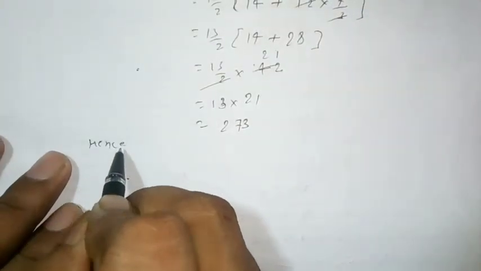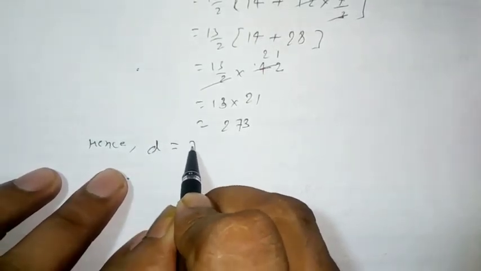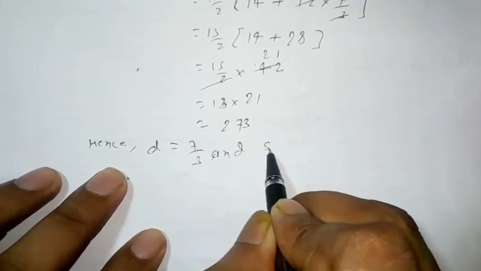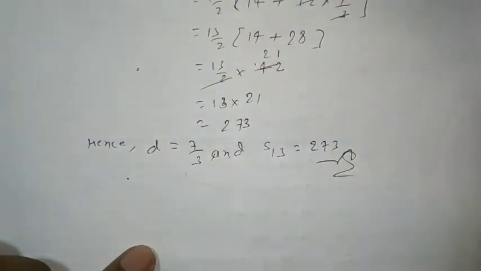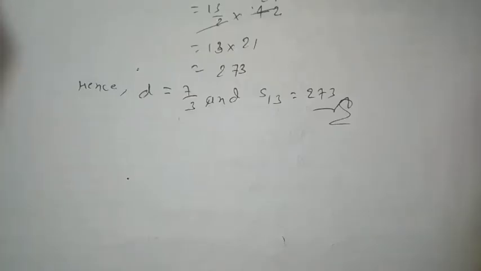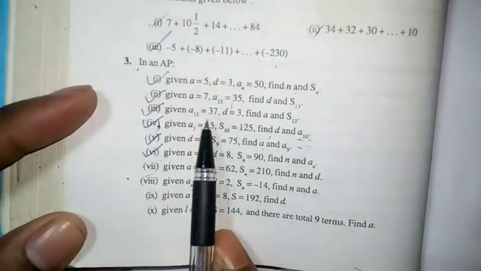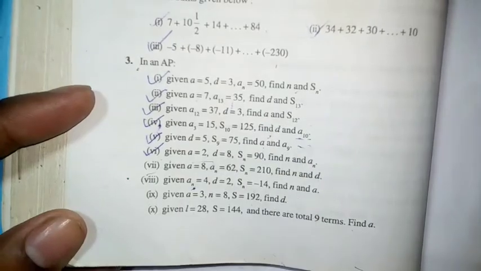Hence d is equal to 7 by 3 and S13 is equal to 273. Answer. The next question, question number 3. Given a12 is equal to 37, d is equal to 3, find a and S12.